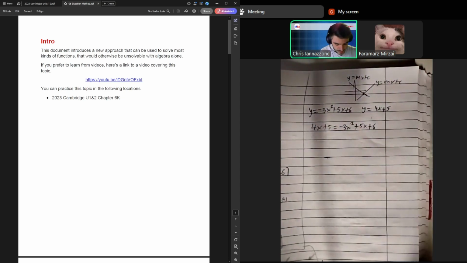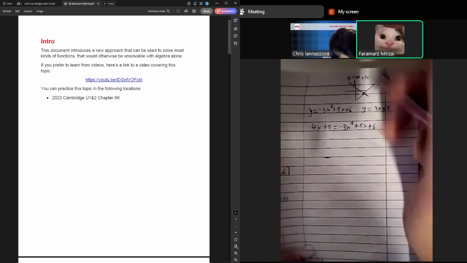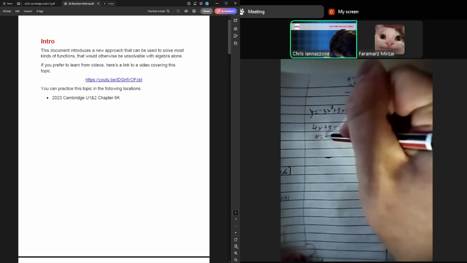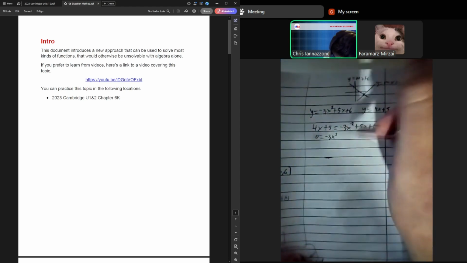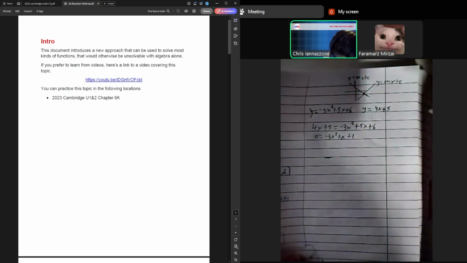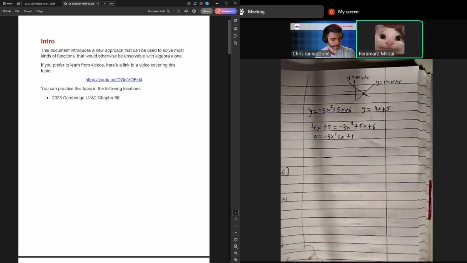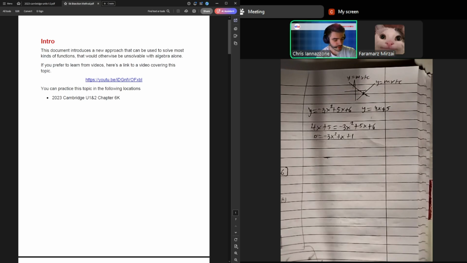So what would you do in this case to solve for x? So you just move 4x plus 5 to the other side and then equals to 0? Yep. 0 equals -3x squared, 5x and 4x becomes x, and that becomes 1. Okay? And then you just solve this as you would for any other quadratic. Probably a quadratic formula type question.